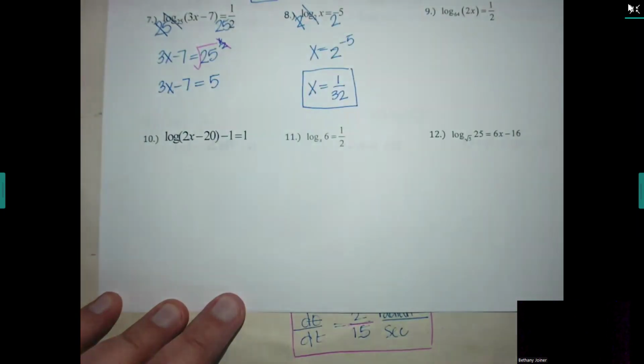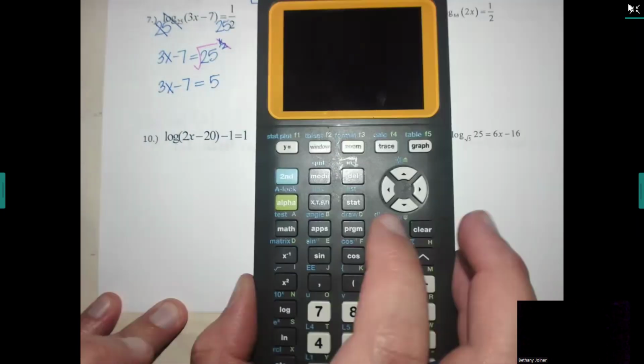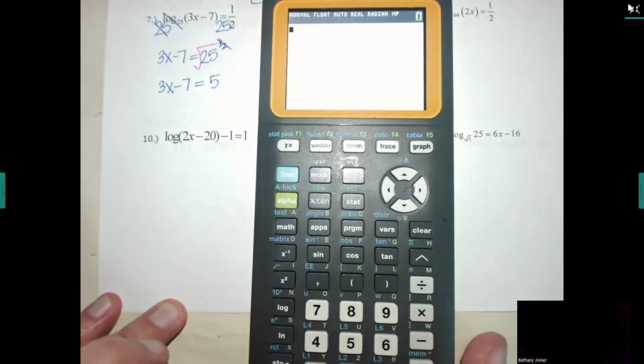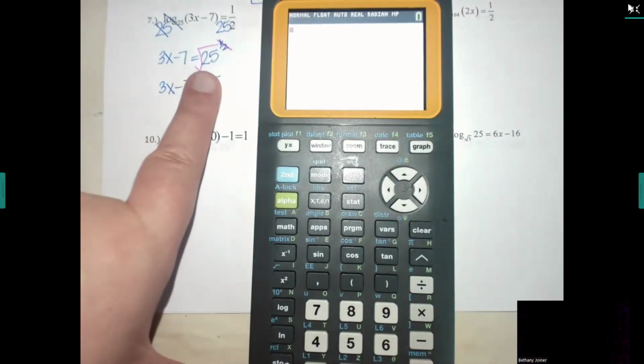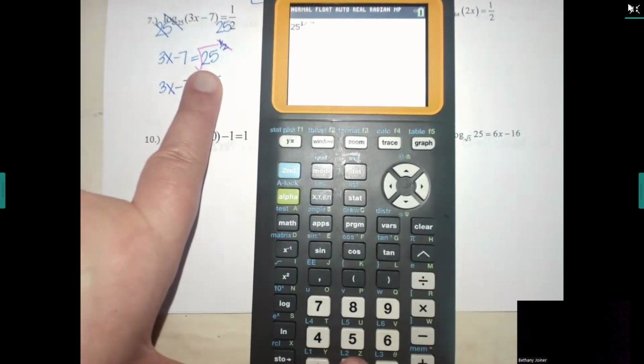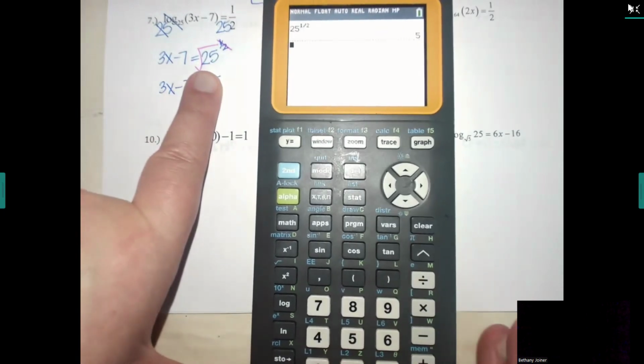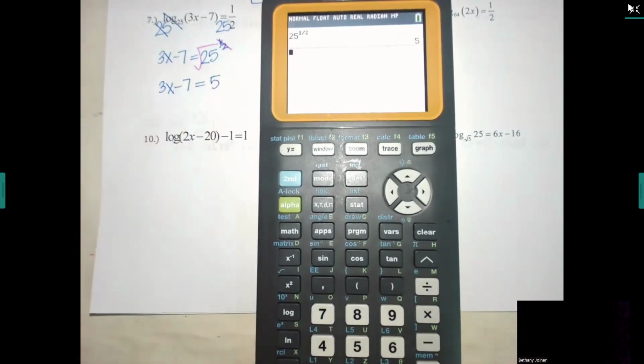Now, let me remind you that you do get to use your calculator. So let's say that you forget on your test day that a 1/2 is really a square root. You can type in 25 to the 1/2 and your calculator knows that's 5. So just keep in mind, you have a calculator, use it. You know what I mean?